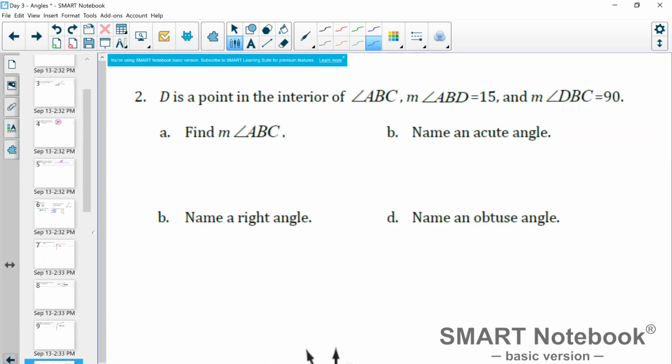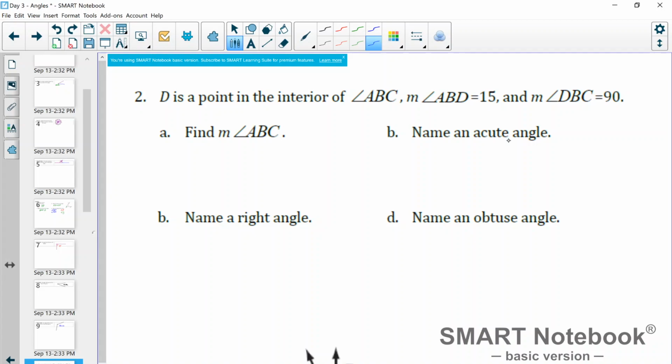So here we have a little bit of practice with an actual diagram. D is a point in the interior of angle ABC. Angle ABD is worth 15 degrees and DBC is given a value of 90 degrees. We need to find angle ABC. We have to name an acute angle, the right angle, and an obtuse angle.